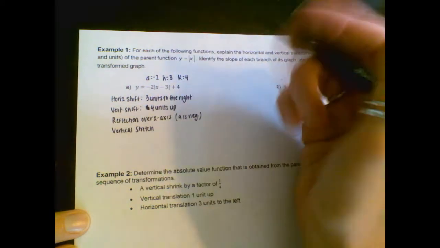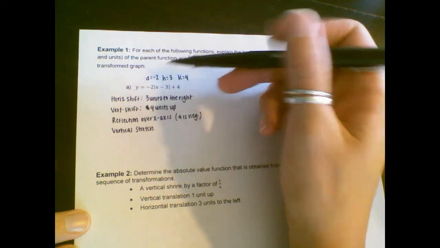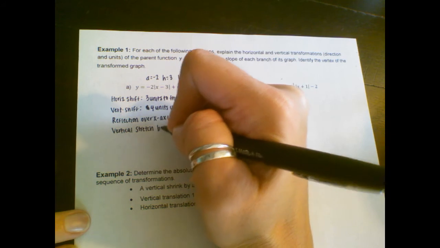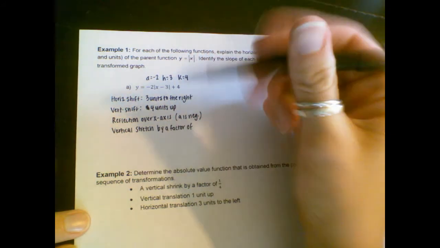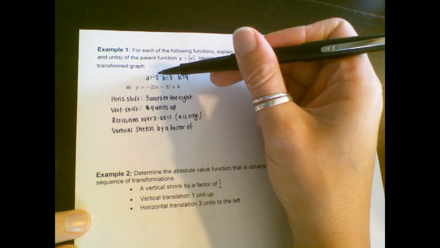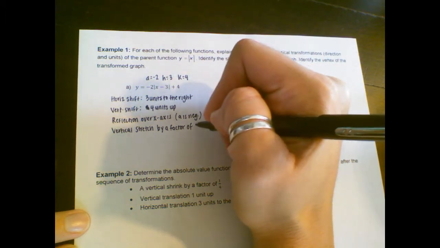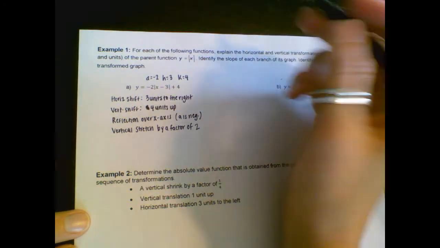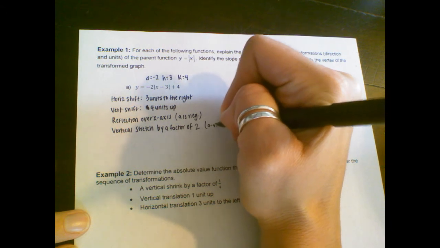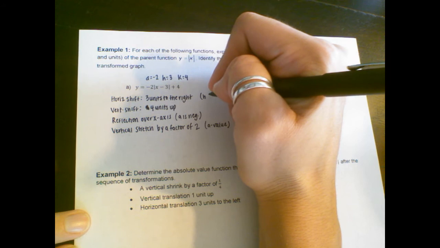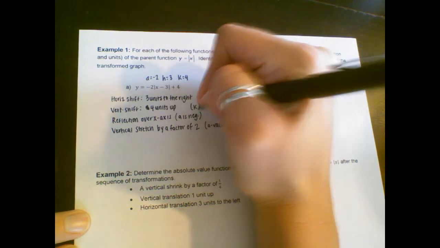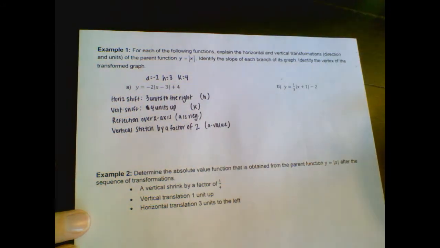So I'm going to say vertical stretch. And usually when we talk about the vertical stretch, we want to say by how much. So we say vertical stretch by a factor of. And again, the negative only has to do with the reflection. So when I talk about the factor of, I'm really only concentrating on the 2. So vertical stretch by a factor of 2. And again, that has to do with our A value. So horizontal shift, that's our H value. Vertical shift, that's our K value. And then the reflection and the vertical stretch or shrink is going to be the A value.